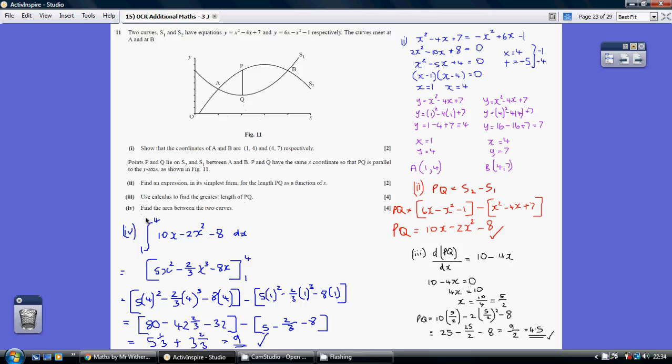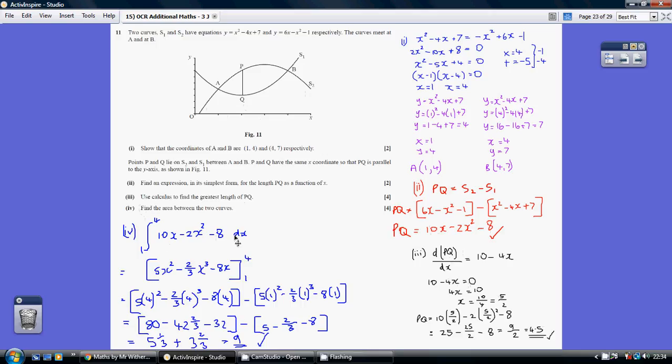Now for part 4, find the area between the two curves. So I'm going to integrate between the values of 4 and 1. And I'm integrating the difference. I'm integrating my S2 take away my S1. So I'm integrating my 10x minus 2x squared minus 8 between 4 and 1.